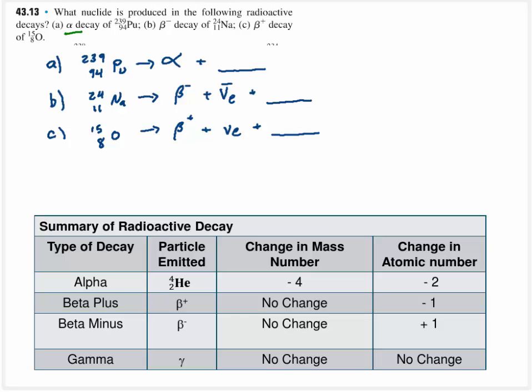Now let's get a little bit of practice doing some radioactive decays. We'll be taking a look at the alpha decay of plutonium, the beta minus decay of sodium, and the beta plus decay of oxygen. And I'll refer to my handy dandy little chart because I put so much effort into making it. Now that I'm actually going to use the chart, I do want to talk a little bit more about this particle that is emitted. An alpha particle is just going to be a helium nucleus.